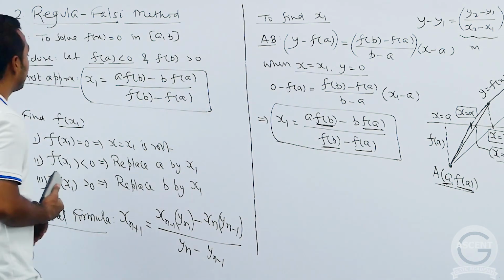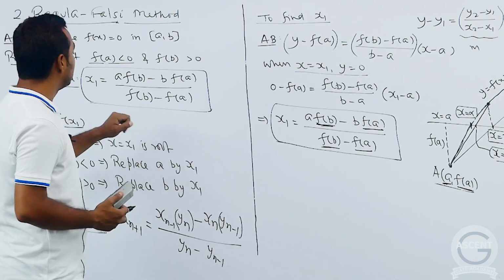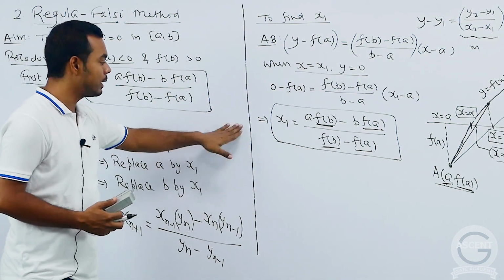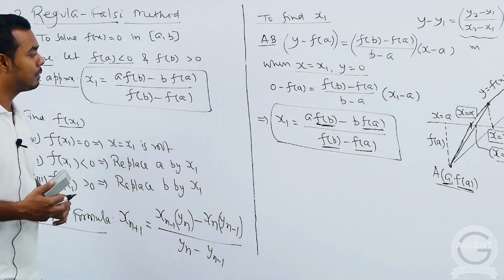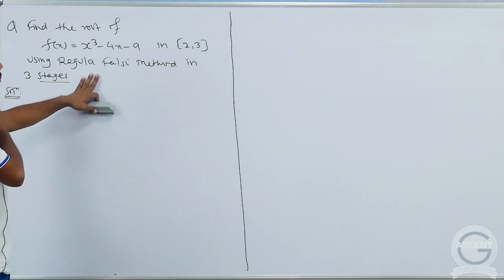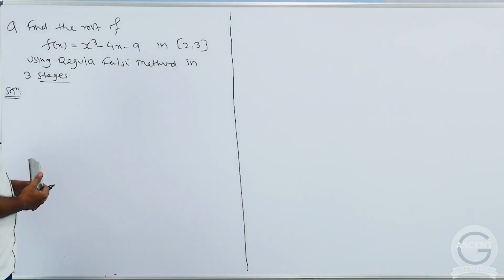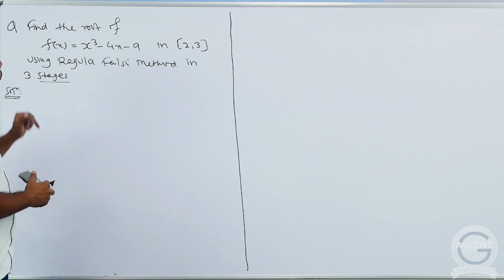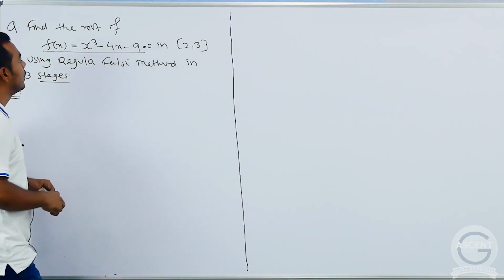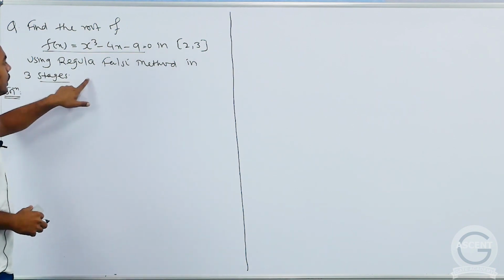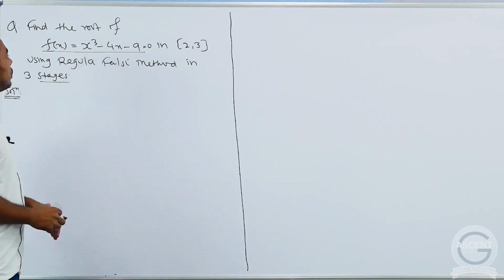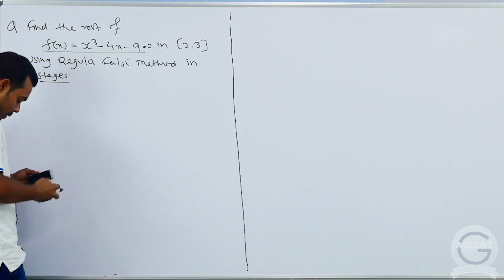So now we will take one problem and see how to solve an equation using this Regula falsi method, and we'll also see what modifications the secant method makes compared to the Regula falsi method. Our first problem on the Regula falsi method, which is also called the method of false position: we have to find the root of the equation f(x) = x cube minus 4x minus 9 = 0 in the interval 2 to 3 using the Regula falsi method in 3 stages. This means we have to find x3 here. So the first step is to calculate f of 2.